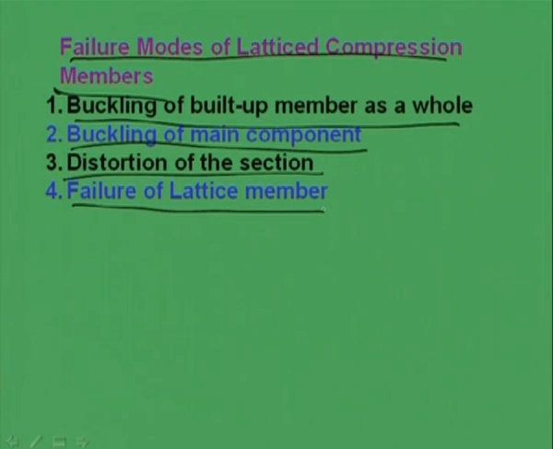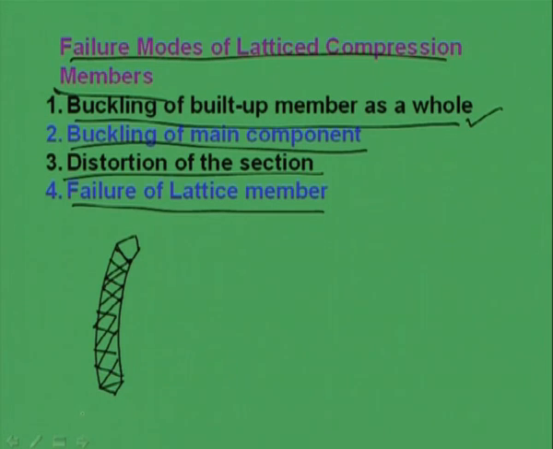So, how does it look when failure comes from the buckling of the built up member as a whole? It looks like this. Say two members are laced by this, right. Now, maybe this is a single lacing system, maybe we can make a double lacing system.